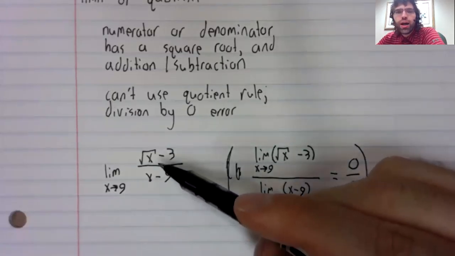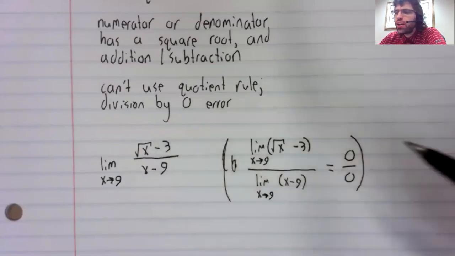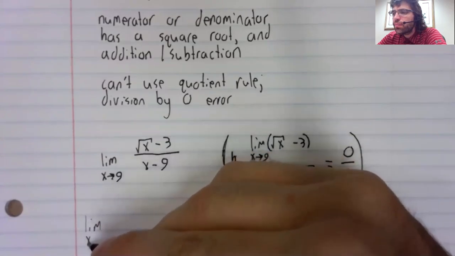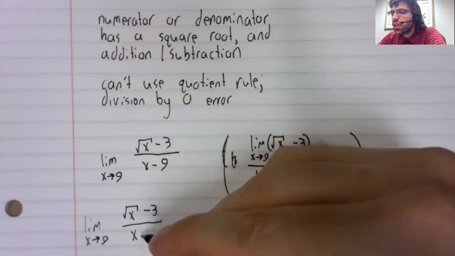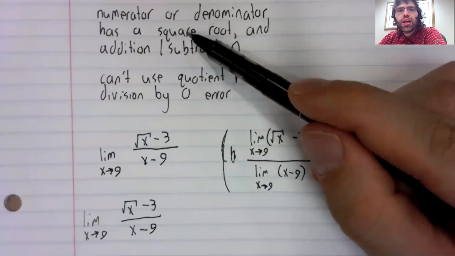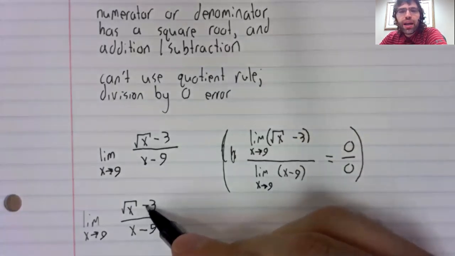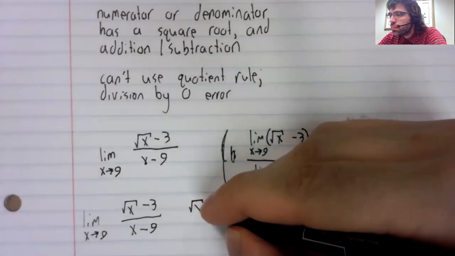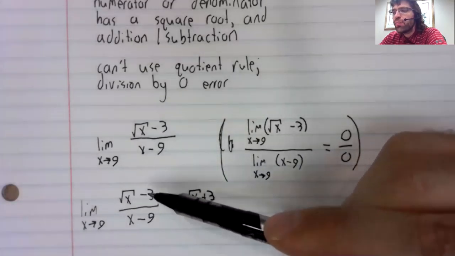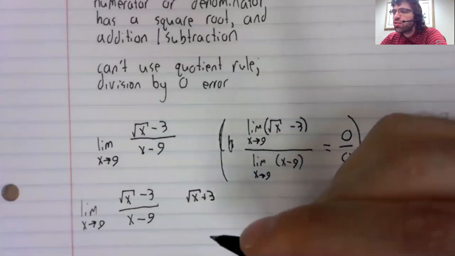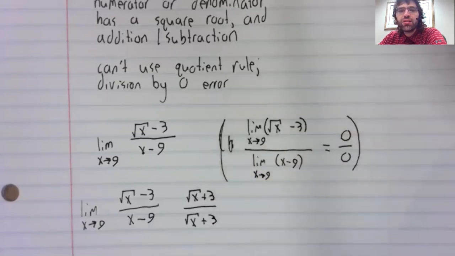We're going to multiply this fraction by one, but we're going to write one in a very special way. What we are going to do, let me first copy this down. I said we should have subtraction or addition. We're going to take that and change it. So we have subtraction. I'm going to now write that same square root and this three, but with addition connecting them instead. And I'm going to divide that by itself.